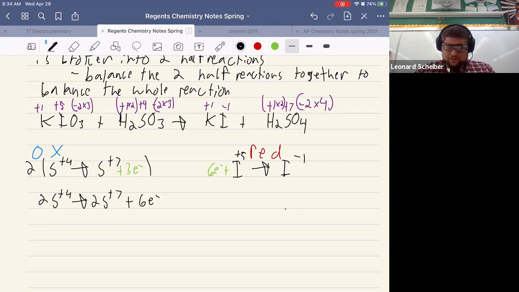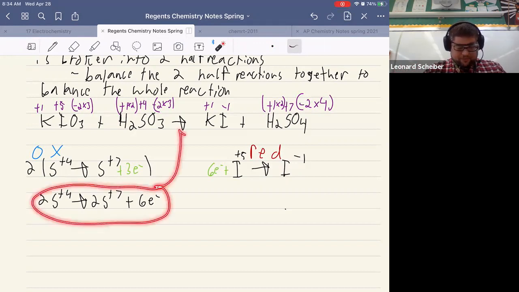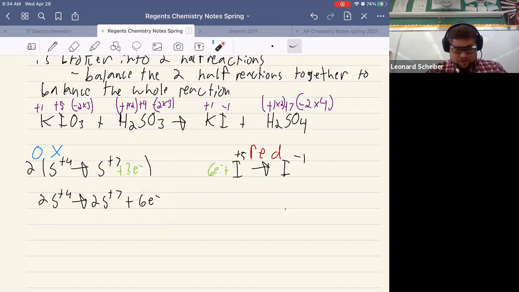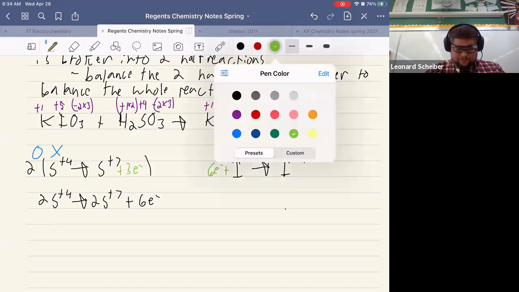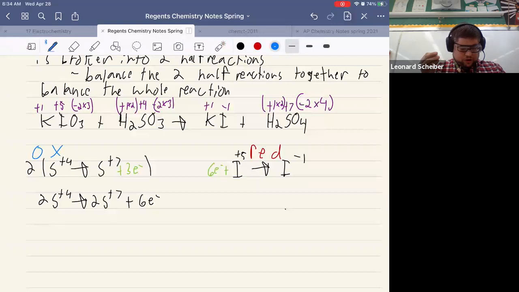All right. So now that our half reactions are balanced, we're going to take those values and pop them back into our equation up here. 6 minus 1. Yep. So here we go. According to this, we need 2 S plus 4s there. We also need 2 S plus 7s. And theoretically, they should be balanced. 4 and 4.